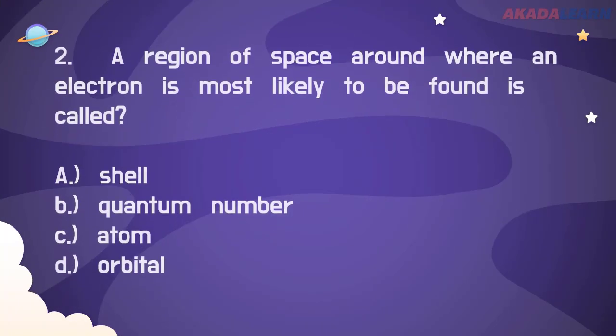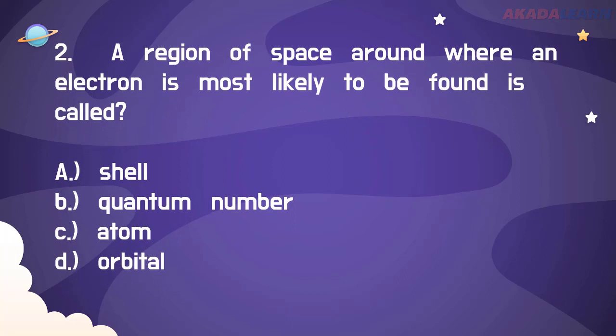Question 2. A region of space around where an electron is most likely to be found is called A. A shell. B. Quantum number. C. Atom. D. Orbital.